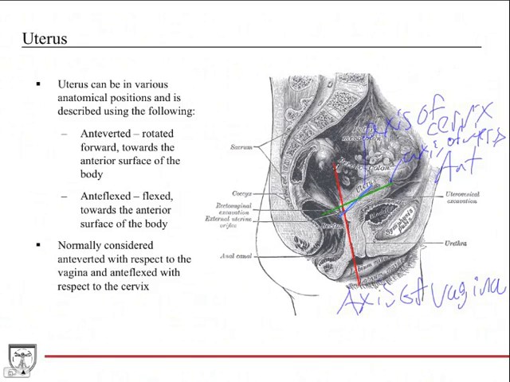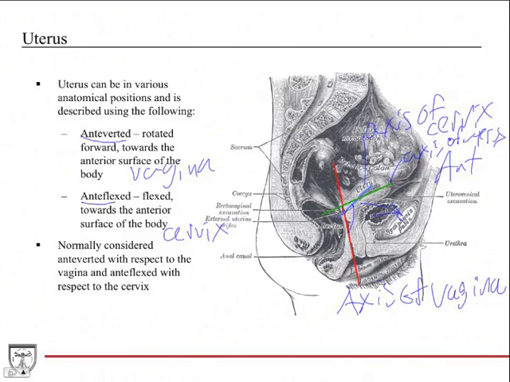Now, what these terms describe is where the uterus is positioned relative to these various axes. If it's anteverted, it's rotated forward towards the anterior surface of the body. So what does anteverted mean? It means that it's flexed in relation to the axis of the vagina. The uterus is flexed this way or rotated this way. Anteflexed is in relation to the cervix. So anteverted is in relation to the vagina, and anteflexed describes it in relation to the cervix.